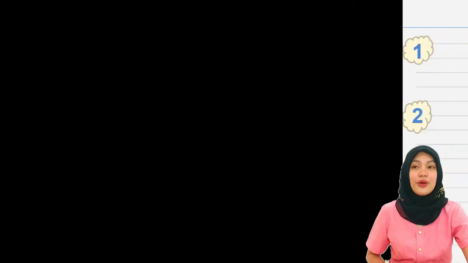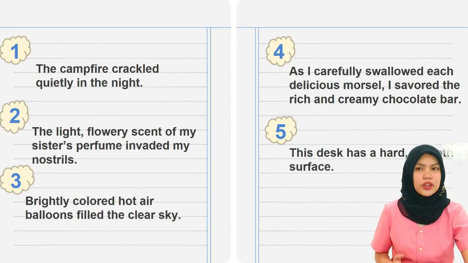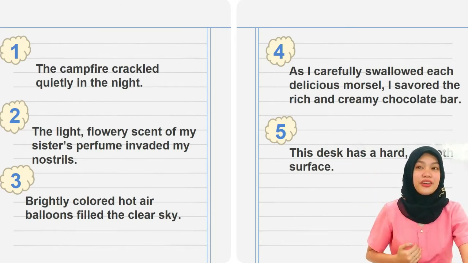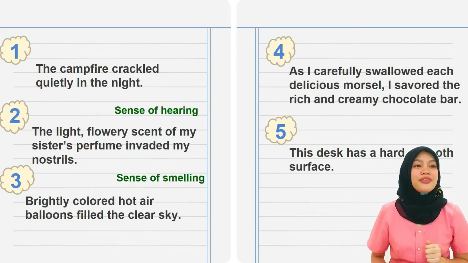Are you ready? Okay, for number 1: The campfire crackled quietly in the night. What do you think is the sense present here? Yes, Renz. Sense of hearing. Correct. How about this one? The light flowery scent of my sister's perfume invaded my nostrils. What do you think is the sense here? Yes, Apple. Sense of smelling.